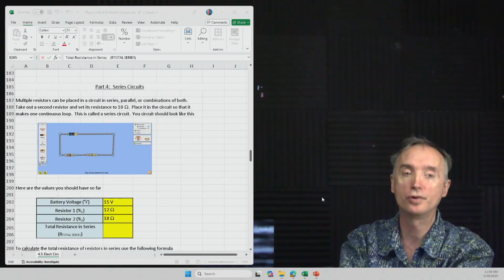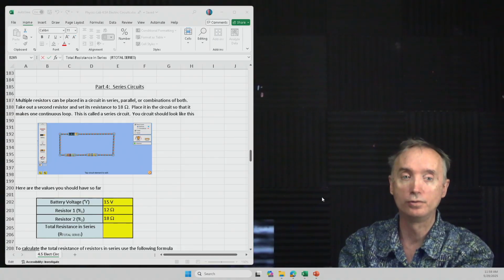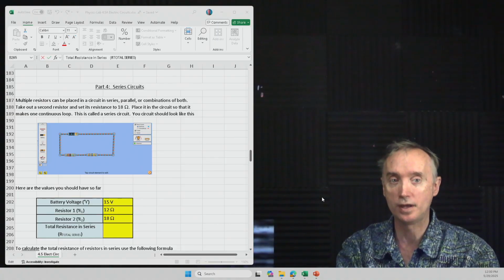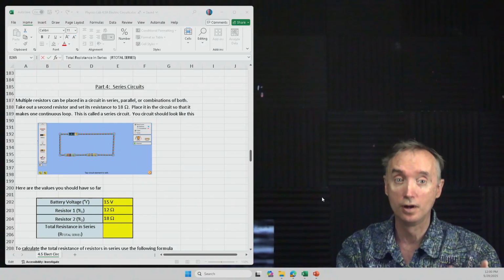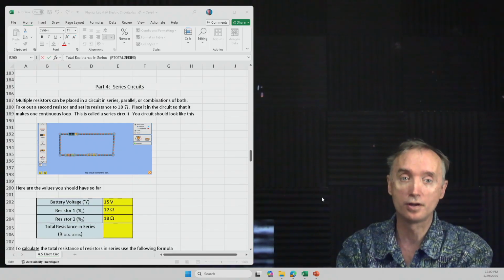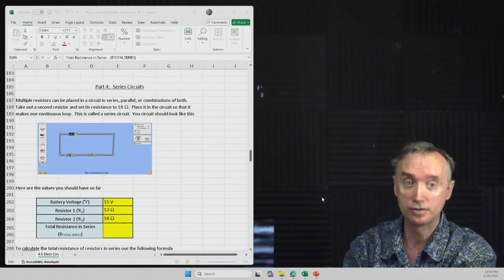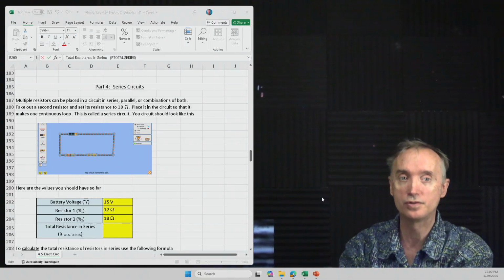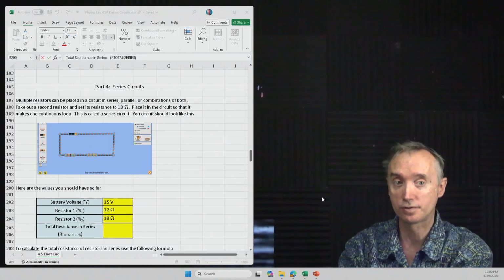So in our previous lab, we only used one resistor, and we used Ohm's law to be able to predict what would be the current in the circuit if we knew the voltage and the resistance, or we could use Ohm's law to predict the voltage if we know the current and the resistance. Well, we're still going to be using Ohm's law, but now we're going to expand it to multiple resistors.